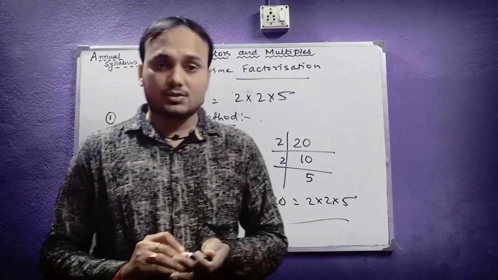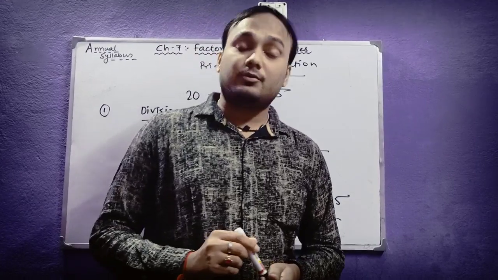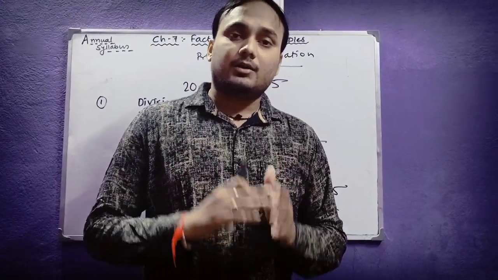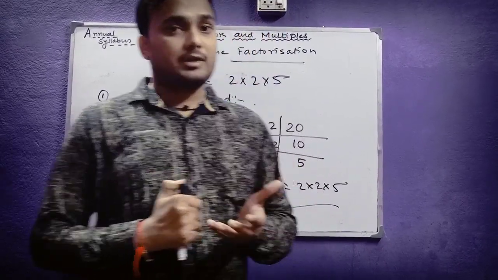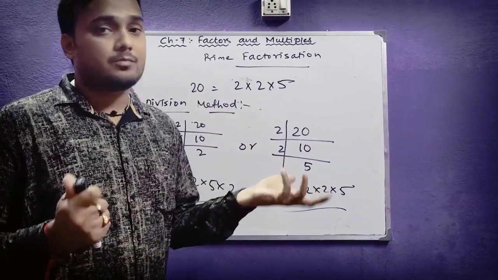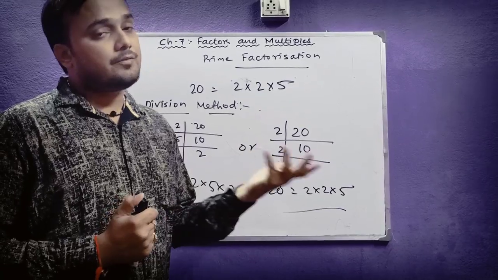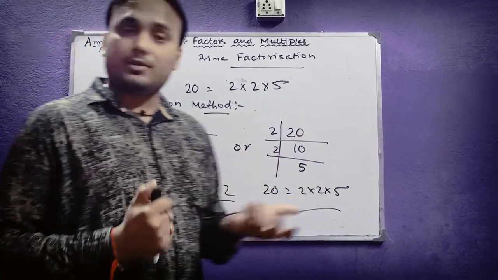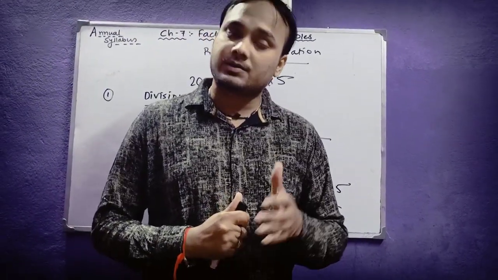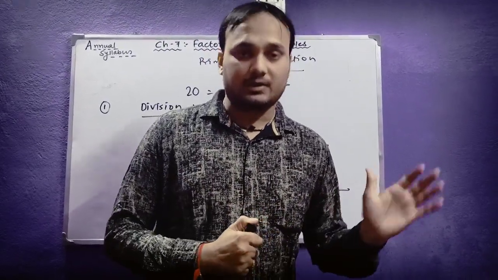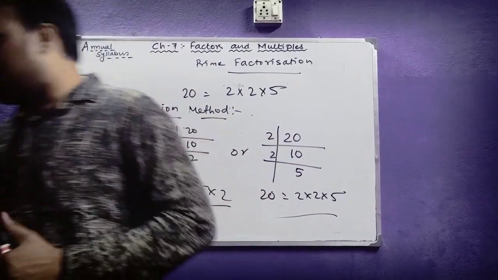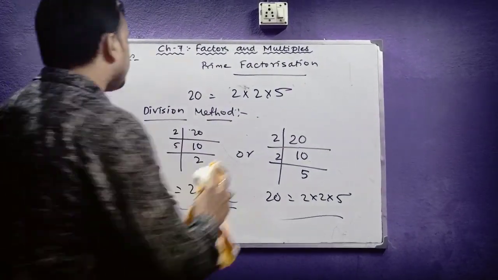So whenever you are asked to do the prime factorization of any number, you can apply any of the two methods. If you are asked to do it by the division method only, then you have to do it by division method, or if you are asked to do it by factor tree method, then you have to do it by factor tree method. And if you are not asked to do it by any particular method, you can apply any method you want among these two. So these were the concept of factors.